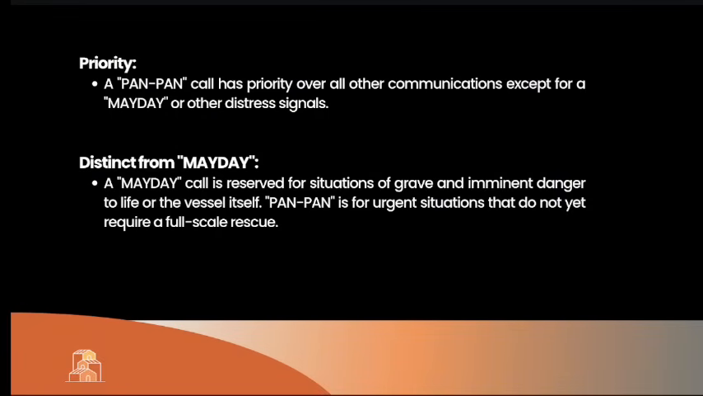So I have here an example of the Pan-Pan distress call.